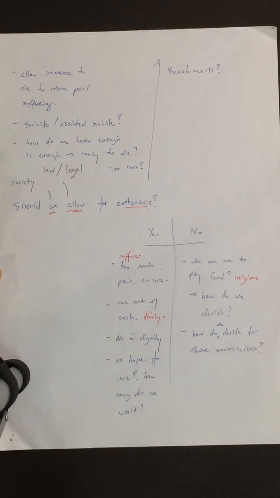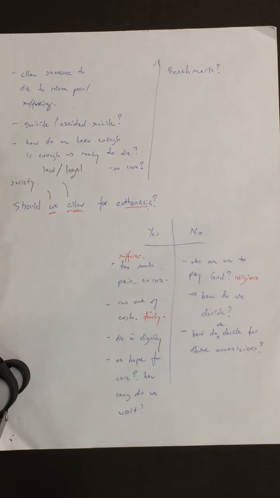Okay, then we think, do we have any other common arguments against euthanasia? Right? Are we to play God? Right? How do we decide for those who are unconscious? What if a cure is discovered? But how do we know? Okay, there are other arguments, but for time purposes, I'll stop here at the moment.